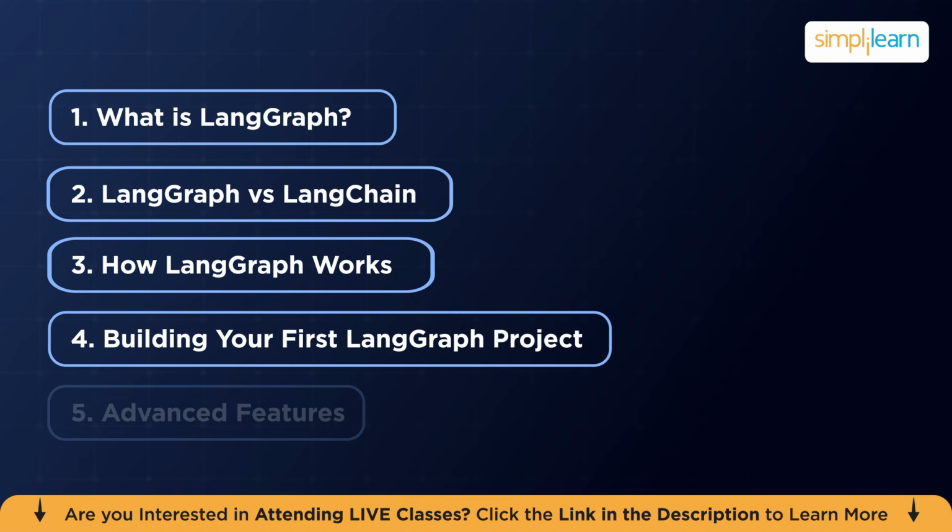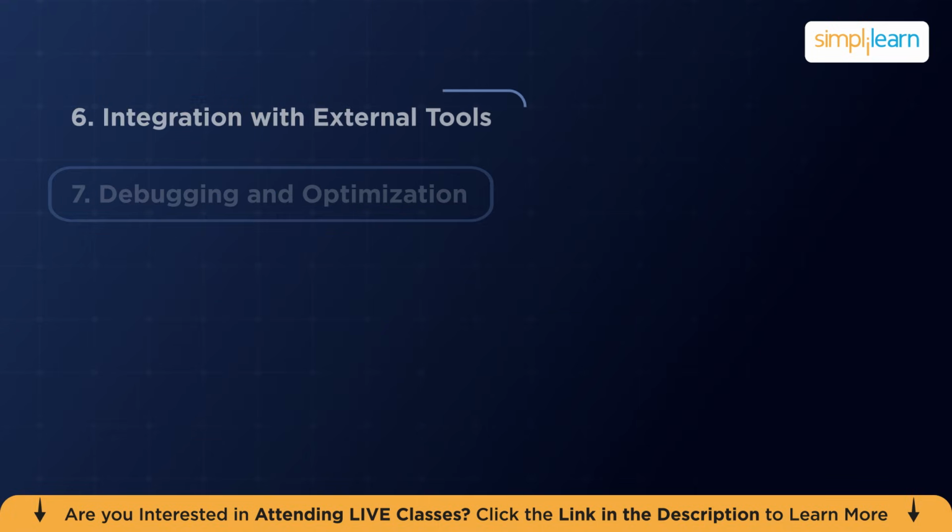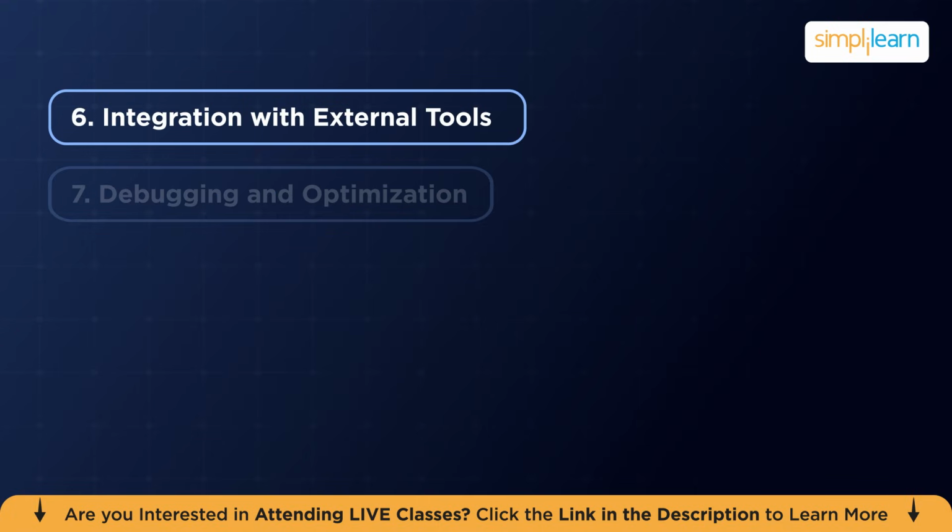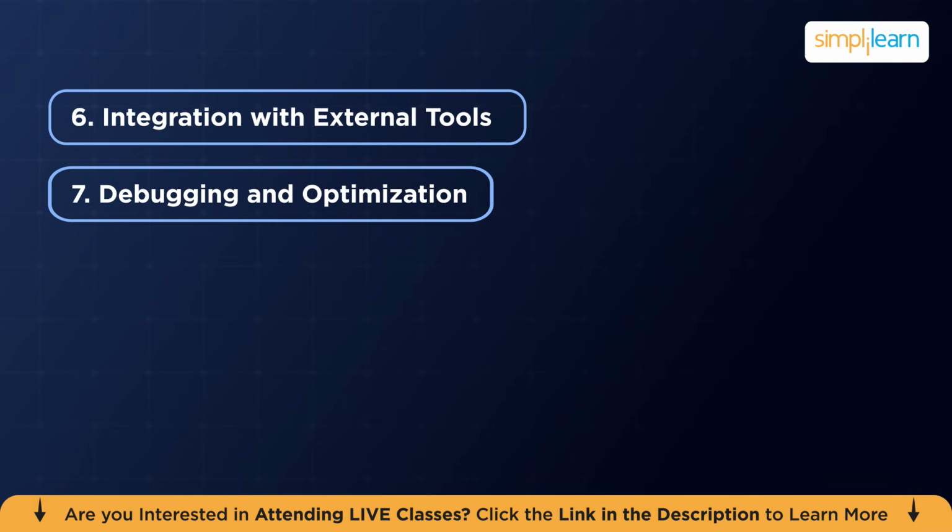Building your first LangGraph. A step-by-step guide to setting up your first LangGraph project and creating your first memory-enabled assistant. Advanced features. Learn how to handle decision-making, conditional jumps, and multi-round conversations. Integration with external tools. See how LangGraph works seamlessly with tools like Pinecone and Hugging Face to add extra capabilities to your AI projects. Debugging and optimization. Best practices for troubleshooting common errors and optimizing performance for smoother AI workflows.